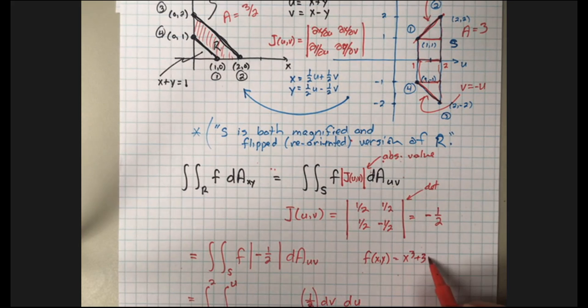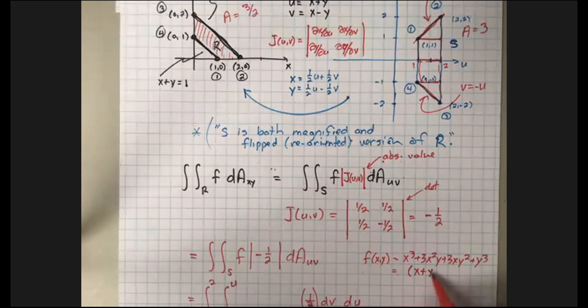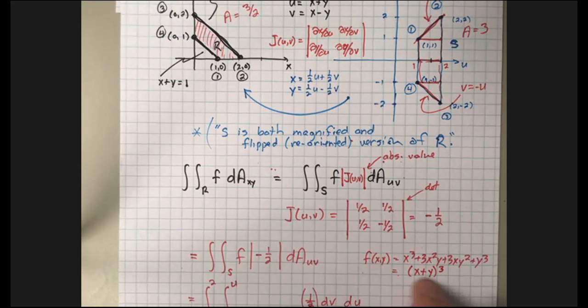X cubed plus 3x squared y plus 3xy squared plus y cubed. If you're thinking about this function, you understand that this is a perfect cube of x plus y. Binomial expansion, however you do this, if you cube x plus y, you get x cubed plus 3x squared y plus 3xy squared plus y cubed. Binomial coefficients, Pascal's triangle, any way you organize that.